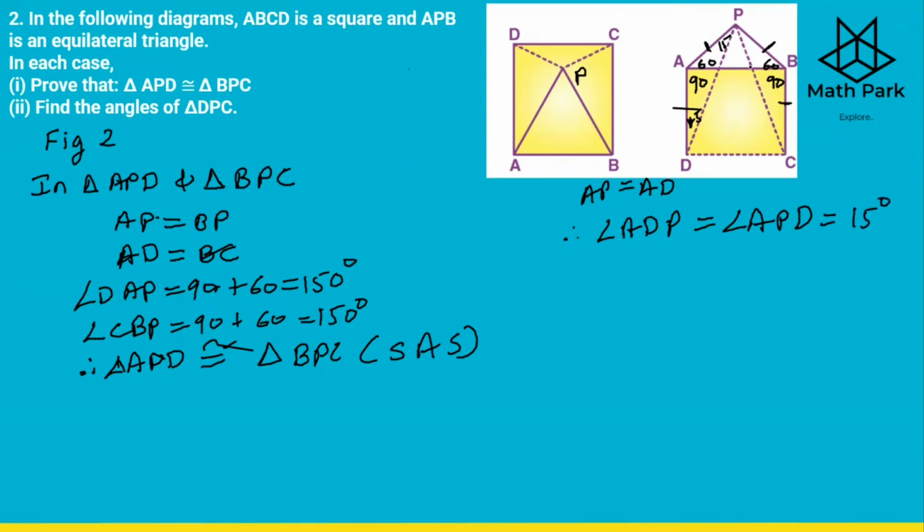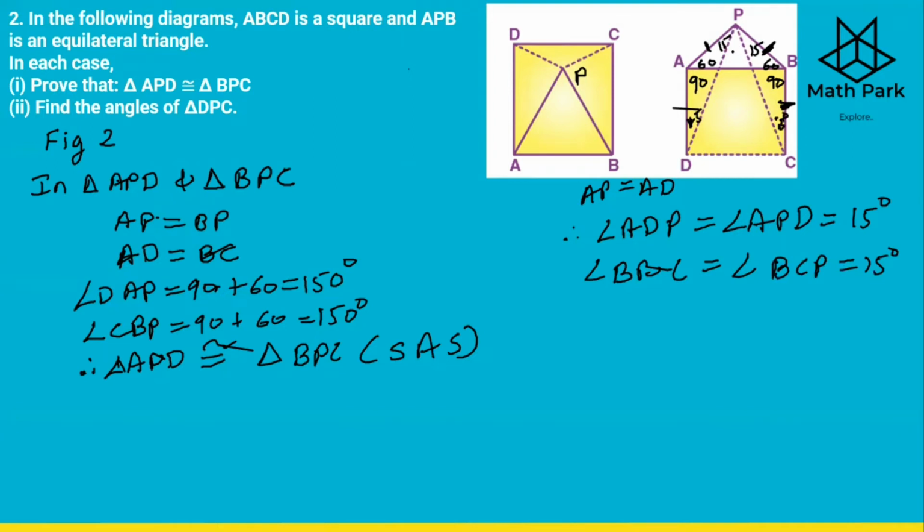Okay. And similarly, you will have the same thing. You have BP is equal to BC. So therefore, you get angle BPC is equal to angle BCP. Angle BCP is also equal to 15 degrees. These also are going to be 15 degrees by using the isosceles triangle property.